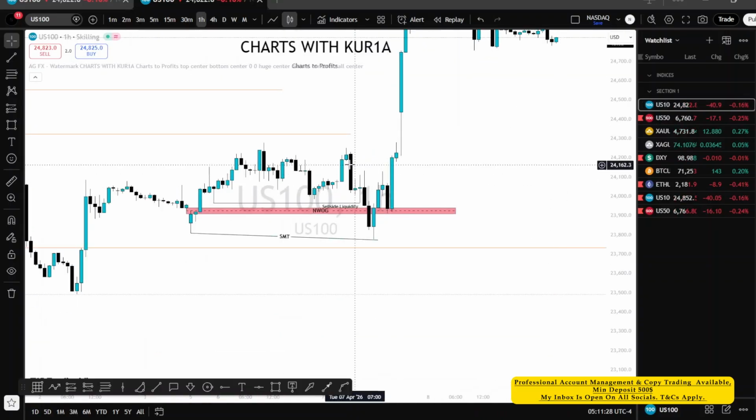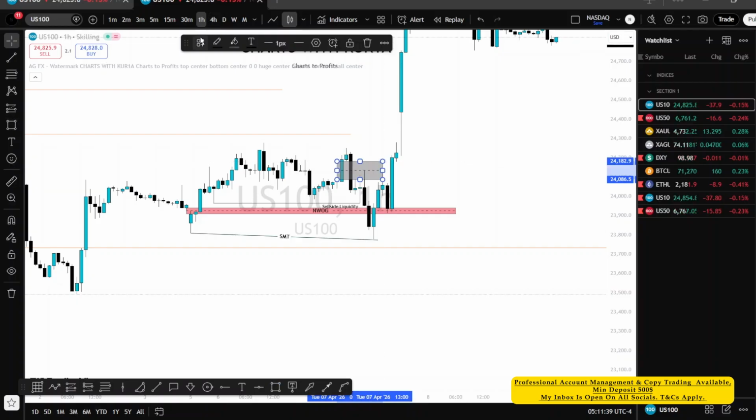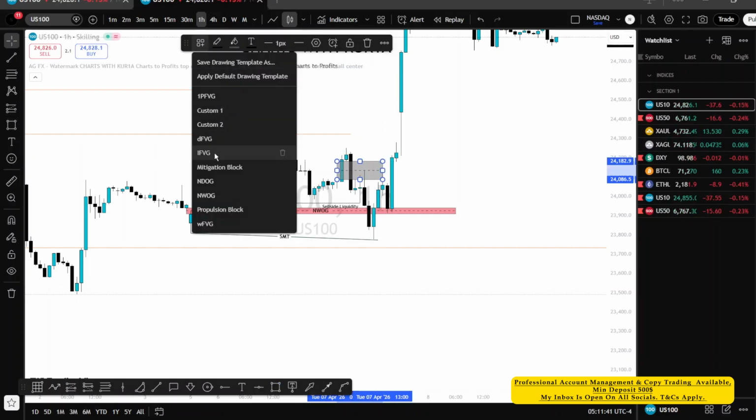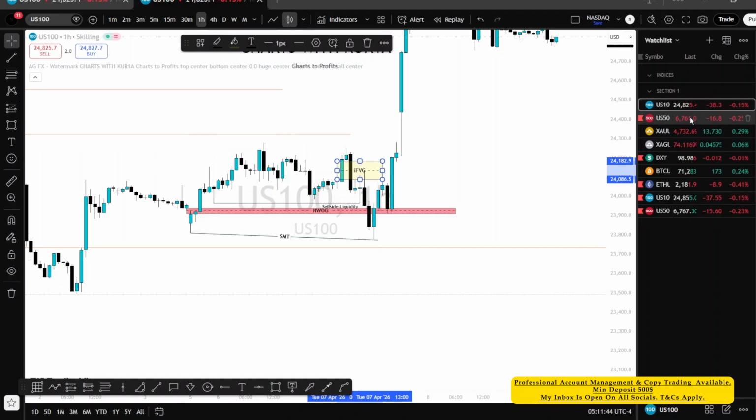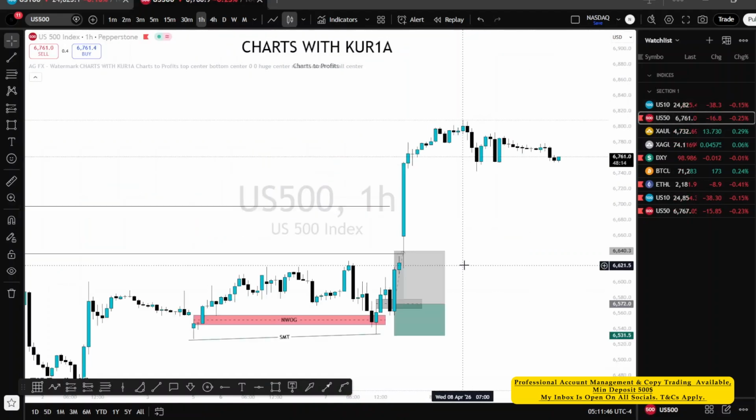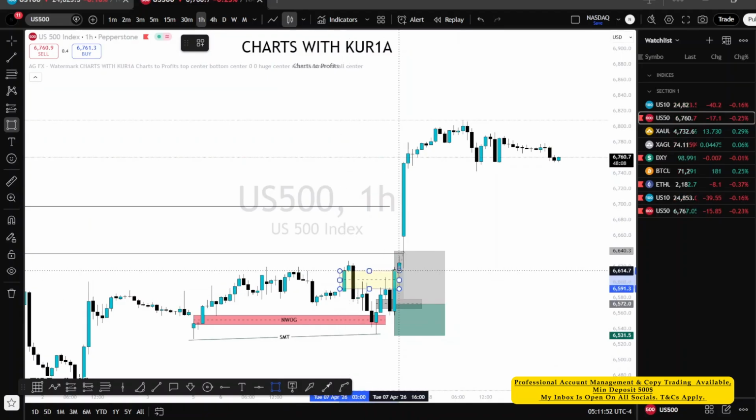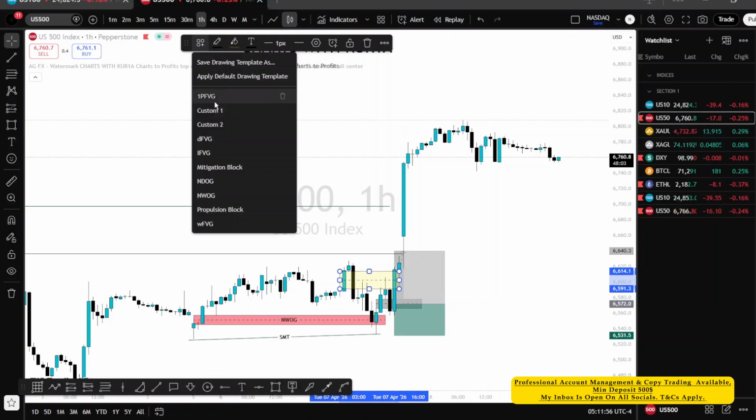Another issue, we had this inverted fair value gap. Okay, we had this inverted fair value gap right here on both assets. So this becomes an IFVG. So I think there was a lot going on in the markets, and I wasn't willing to risk. Actually, considering that I had lost the previous day, I wasn't willing to risk any more unsure trades.